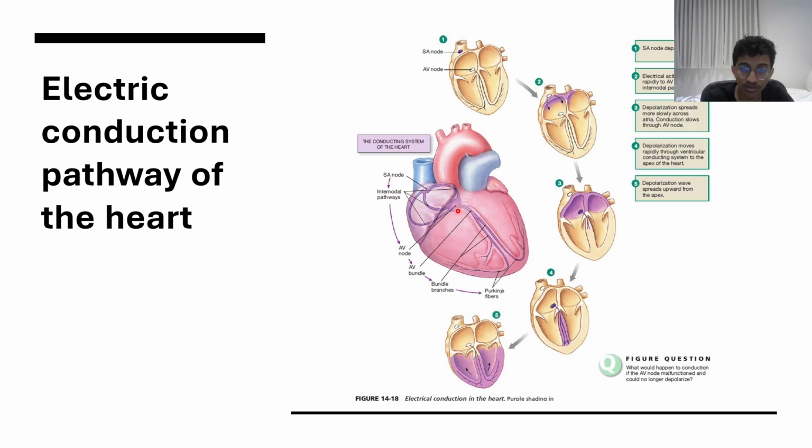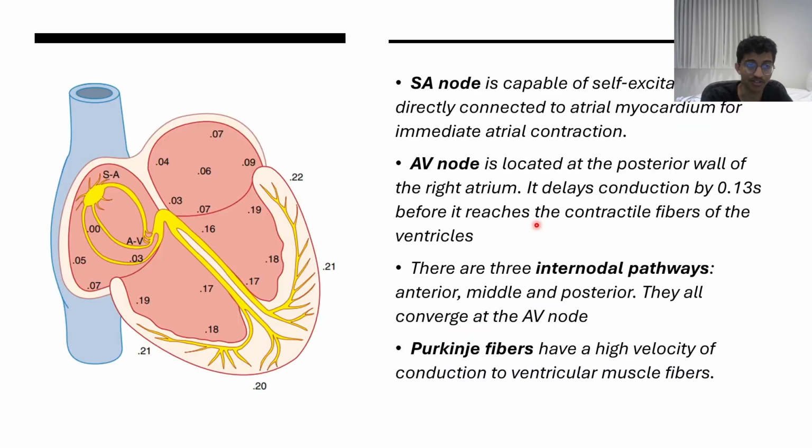The AV node delays the conduction. It delays the conduction for about 0.13 seconds, and then it allows it to move into the AV bundle. They get separated into the left and right bundle branches, and then the impulse travels to the Purkinje fibers. They penetrate the muscular wall, and they allow for fast impulse transmission.